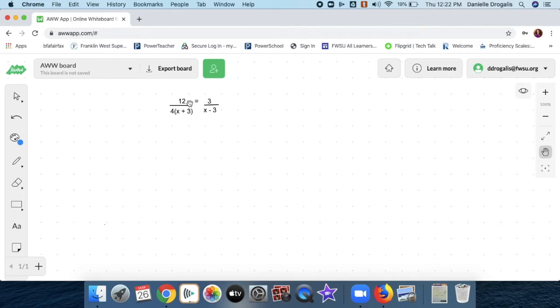So right away, this is a proportion. You have a fraction set equal to a fraction. And the beautiful thing about proportions is you can flip them. So for example, we could rewrite this to be 4 times the quantity x plus 3 on top with 12 on the bottom. But if we flip this side, we have to flip the other also. And so that would be x minus 3 all over 3. And so sometimes just getting the variable in the numerator of a fraction is more visually comfortable for us.